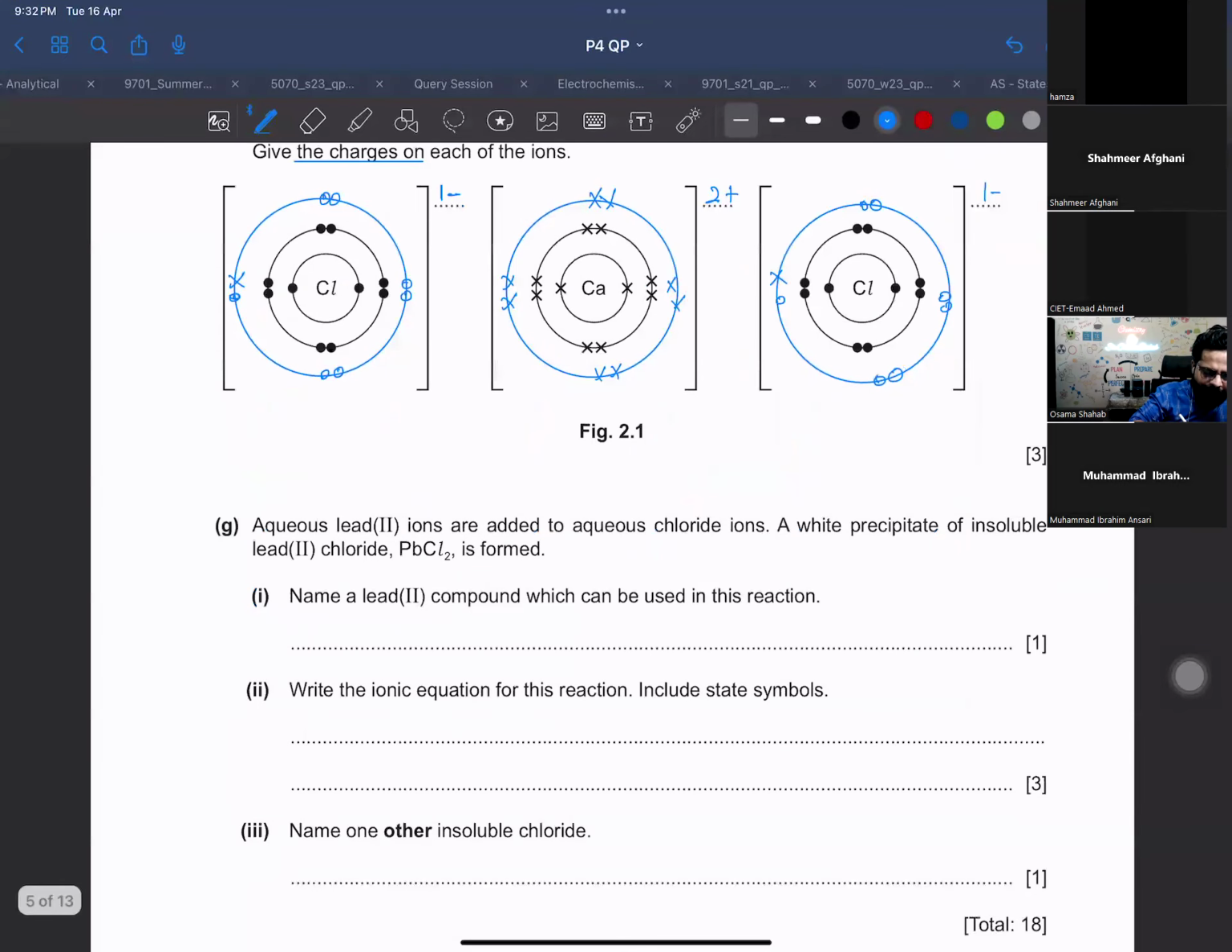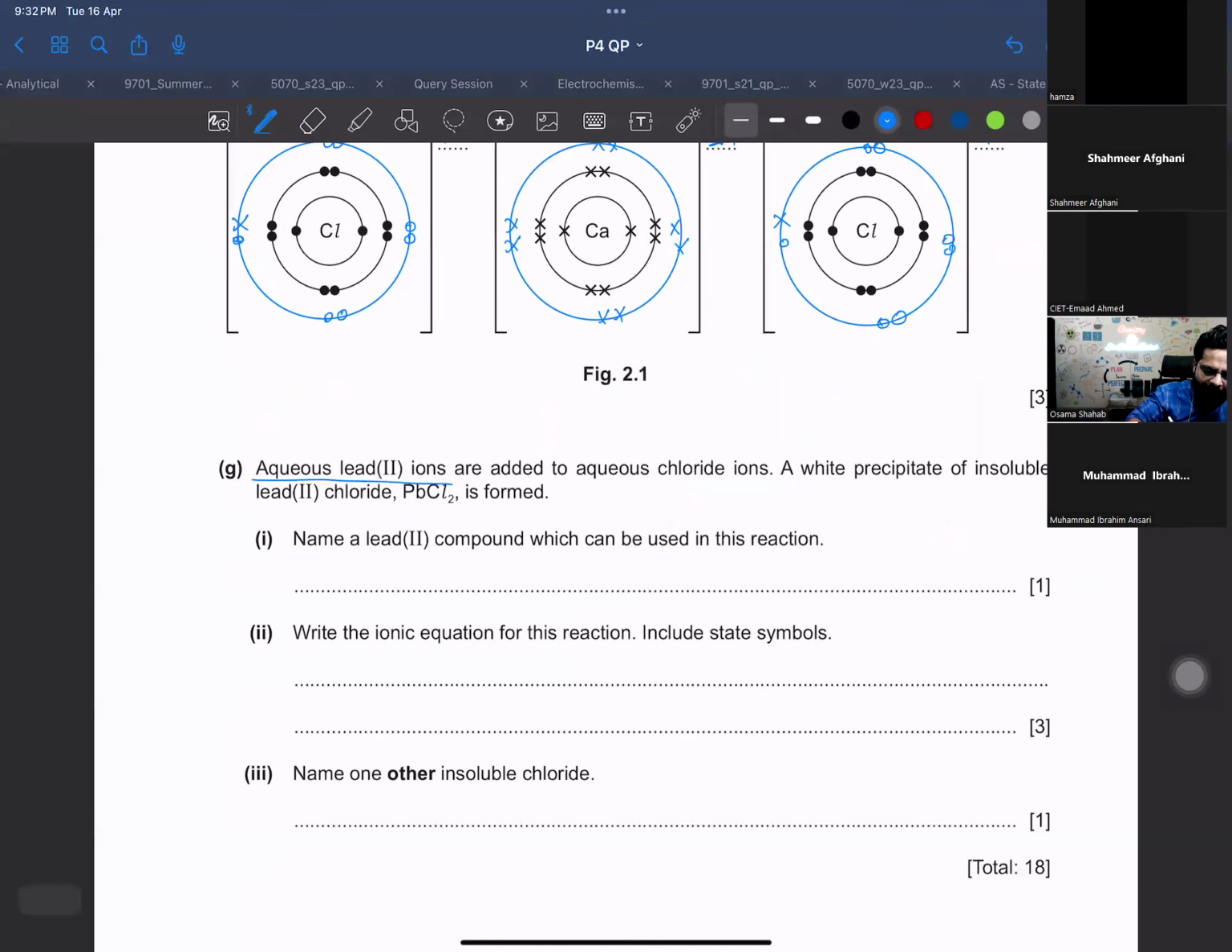Then aqueous lead ions are added to aqueous chloride ions. A white precipitate of insoluble lead chloride is formed. Name the lead compound which can be used in this reaction.